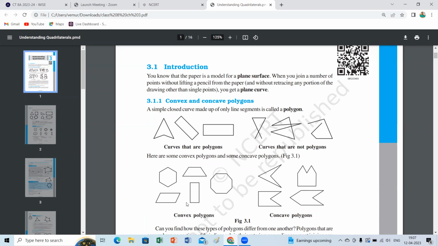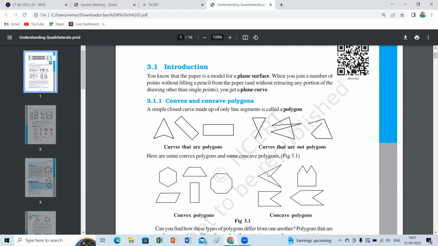What is this? Ma'am, it's a rectangle. Very good. This one? Ma'am, it's a parallelogram. Very good. What about the name of this polygon? Octagon, because it's an eight-sided polygon. The name is octagon. Very good.